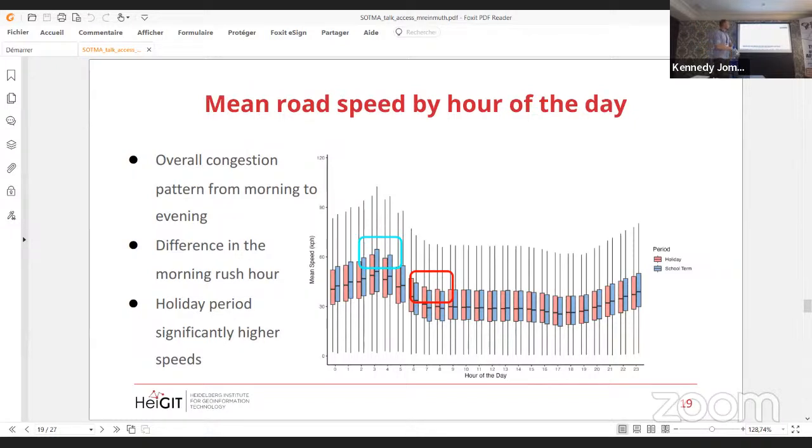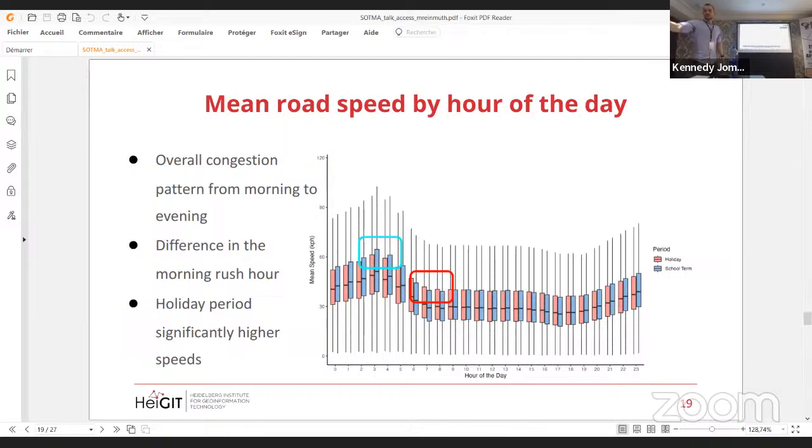And first you see, of course, patterns like, okay, even during school term, during the night, speeds are very high. Of course, no traffic, people can go full speed. But then you have a pattern in the morning rush hour from 6 to 9, where it significantly changes. So you see the holiday period is actually faster. So this was the initial validation for the hypothesis of our partners of UN Environmental Program.